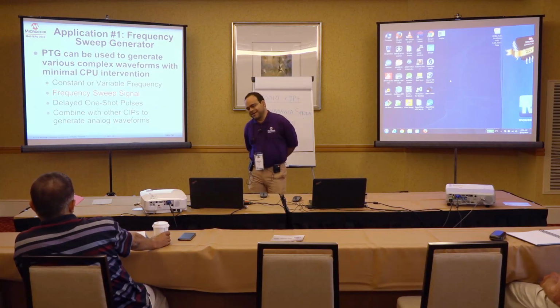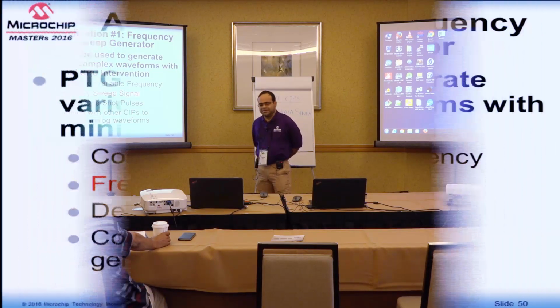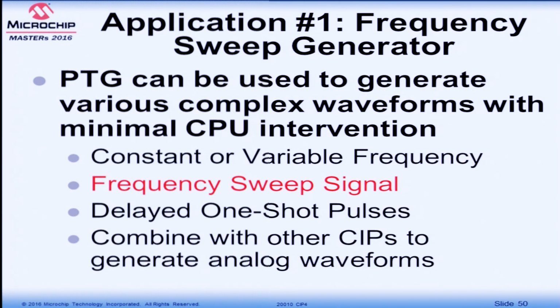Oh no, this is the first application of the PTG, which is to generate some kind of complex waveforms, right? And we'll take the example of a frequency sweep generator. But there are various complex waveforms that can be very easily generated using the PTG, and we have tried all these out in one of the application notes. There are constant or variable frequency square waves, PWM waveforms. You could generate a frequency sweep signal, and that's what we'll look at. And then you could also generate delayed one-shot pulses.